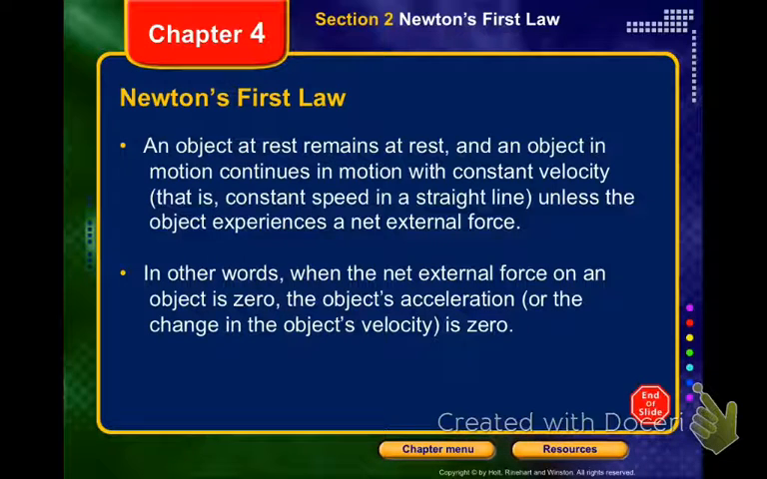And then it gives you a brief summary in the second bullet point. It says if your net external force on an object is 0, if F net is equal to 0, what does net mean? The sum of all your forces. If your net force is equal to 0, then what does that mean for acceleration? 0. Then acceleration on your object is also 0.